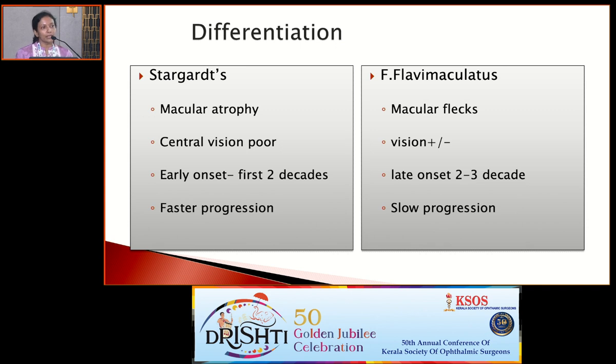Stargardt's disease is mostly visual involving because of macular atrophy. It has got an earlier onset and there is faster progression.